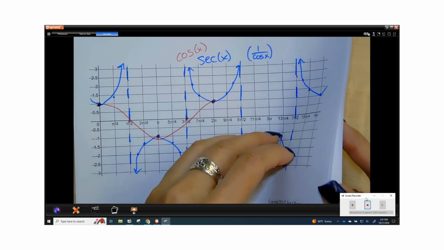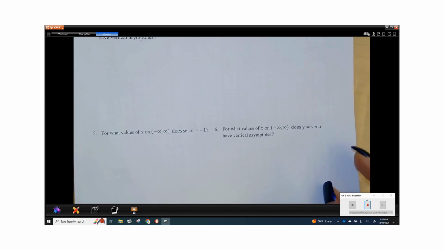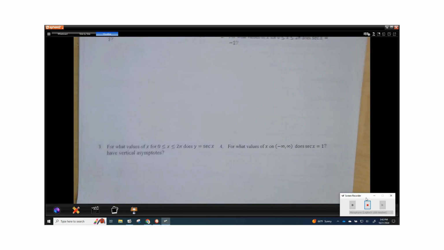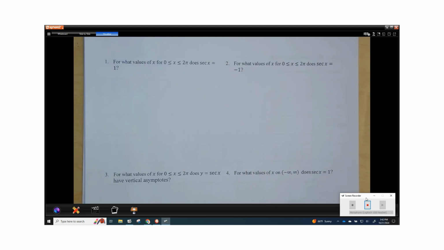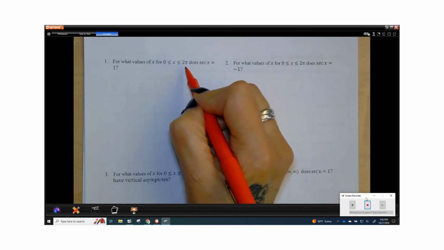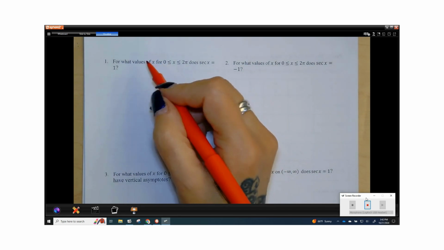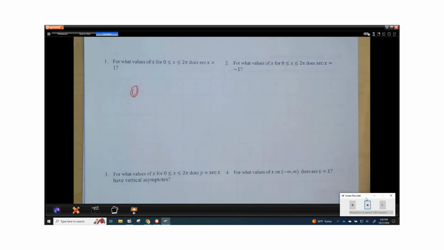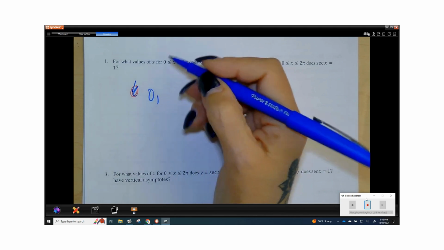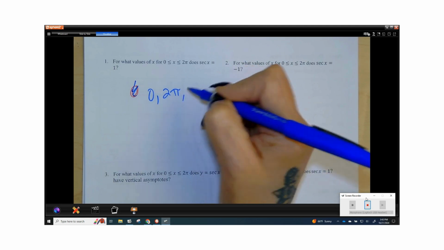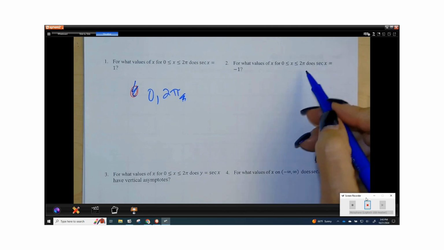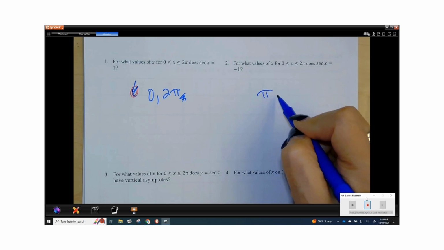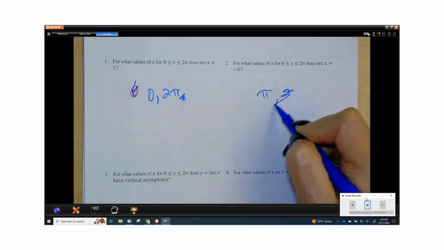So having your graph out, let's go for the back side. There's 6 questions about secant, which is this graph we just did, which is 1 over cosine. So from 0 to 2 pi, where does it equal 1? You can look at the table of the graphs. It's at 0, 2 pi, and that's it. Only 2 places it's positive 1. Where does it equal negative 1? Only at pi, and that's it between those two.